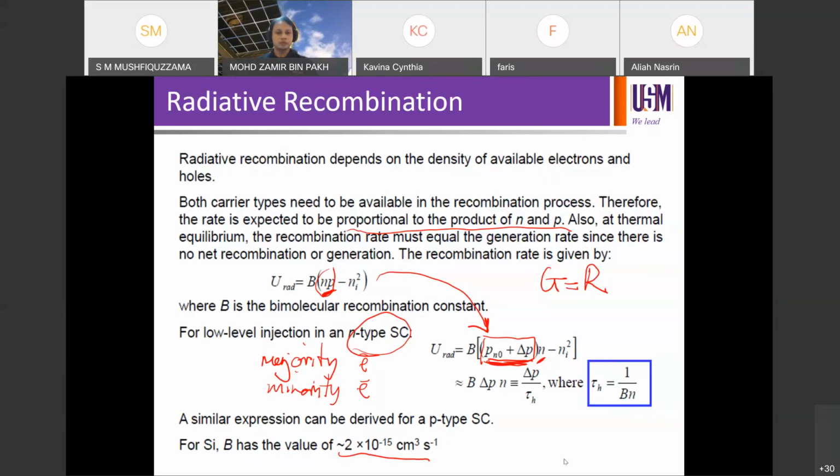Okay, so a similar expression can be derived for a p-type semiconductor as well. What we have to do is reverse the representation here. So instead of expanding the p, you have to expand the n, and p remains the same, and down here the delta p will become delta n over tau_e. Okay, and tau_e is also equal to 1 over B times p. So you reverse everything.